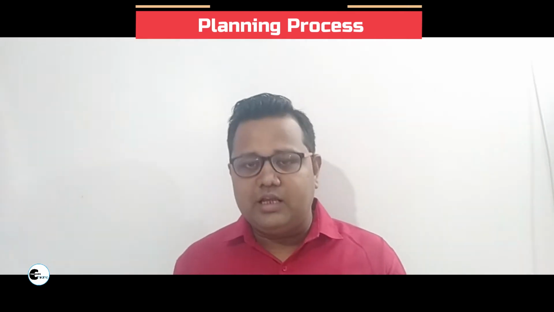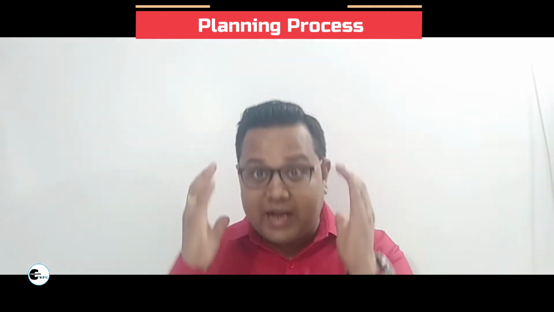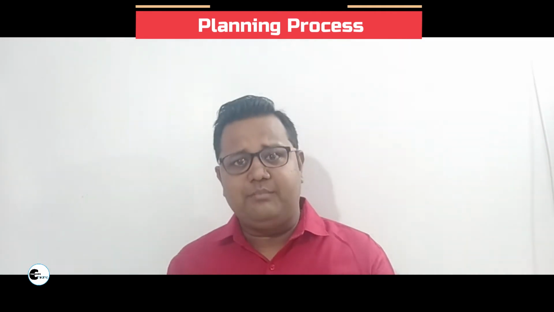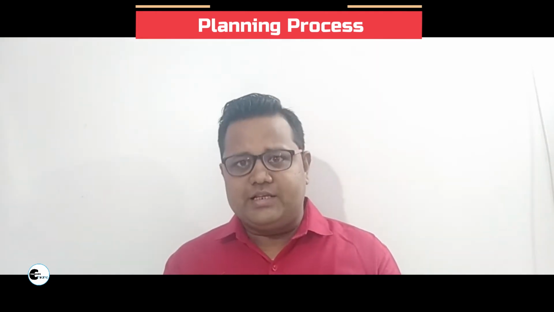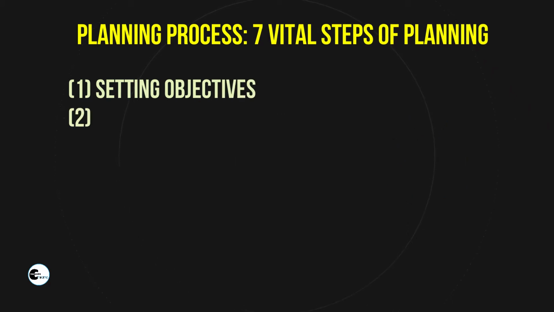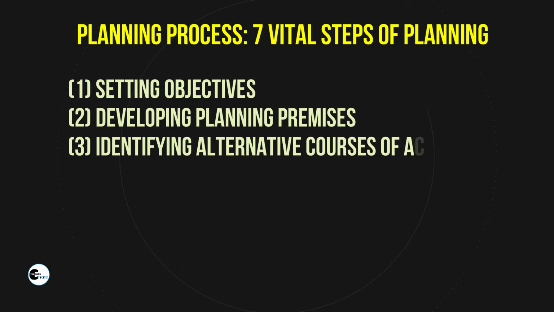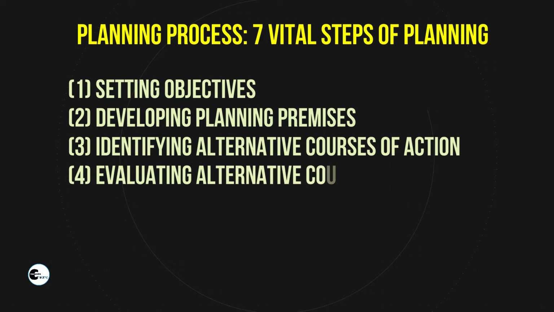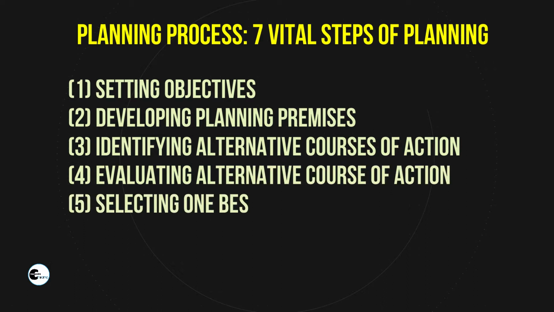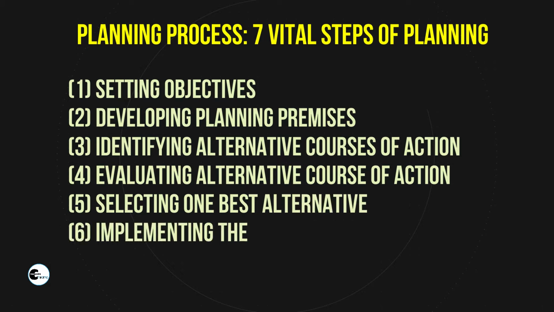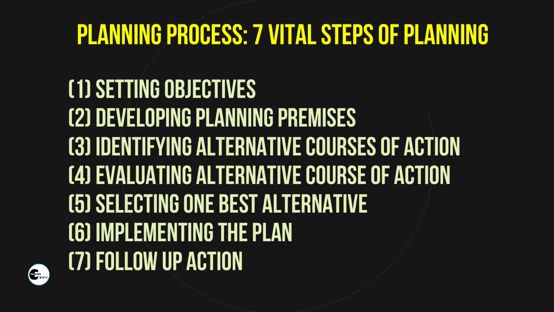Now the question is how to think, how to approach in our thinking. What will be the mechanism of thinking so that our plannings become perfect? For this reason, the planning process includes 7 steps. Planning process is a composition of 7 steps. Mostly in books we have 7 steps. These 7 steps are: step 1, setting of objective; number 2, developing premises; number 3, identifying alternative courses of action; number 4, evaluating alternative courses; number 5, selecting the best alternative; number 6, implementing the plan; and number 7, follow up action.